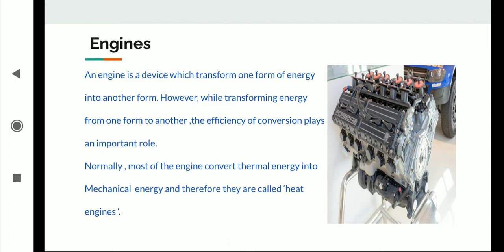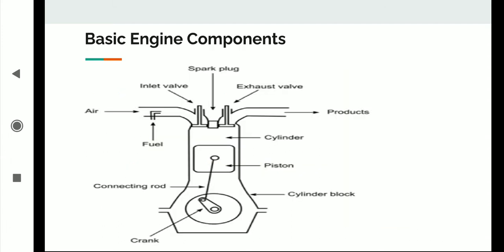What is an engine? An engine is a device which transforms one form of energy to another form. However, while transforming energy from one form to another, the efficiency of conversion plays an important role. Normally, most engines convert thermal energy into mechanical energy and therefore they are called heat engines. Now we will look at some of the basic components in heat engines.